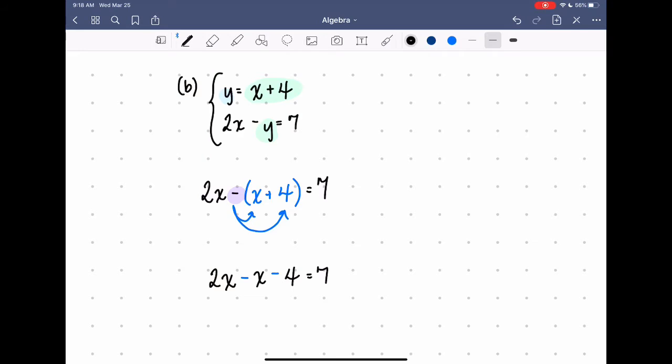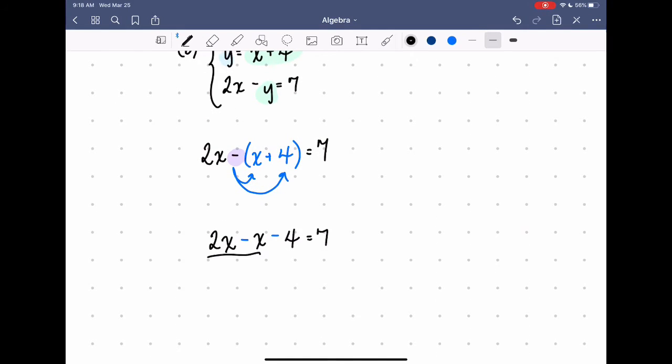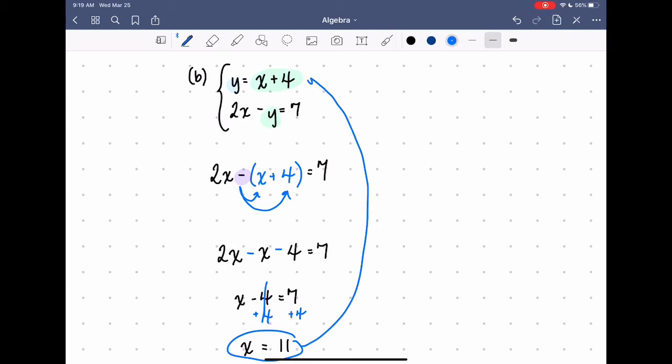Now all I have to do is solve left to right. 2x minus x is just x minus 4 equals 7. Add that 4 on both sides. Makes it x equals 11. So now I know my x, but now I need to know my y. So I'm going to take this value of x and plug it back into my original equation to solve for y. I would pick this one here because it's the easiest. The y is already isolated on the left, so it'll be really easy to figure out what the y value is.